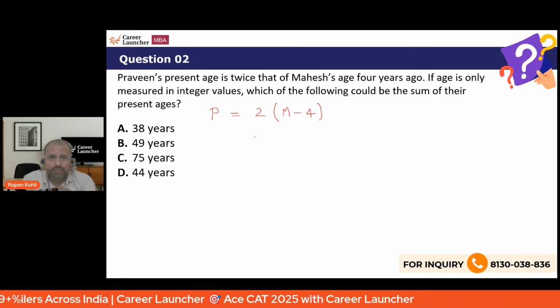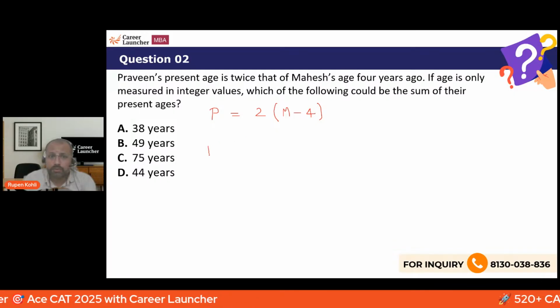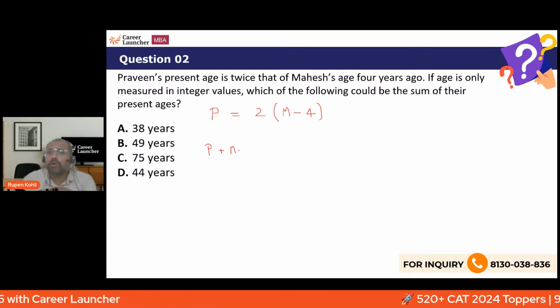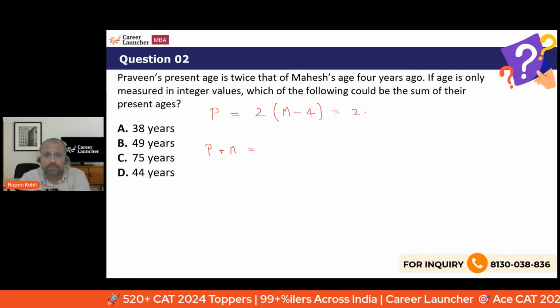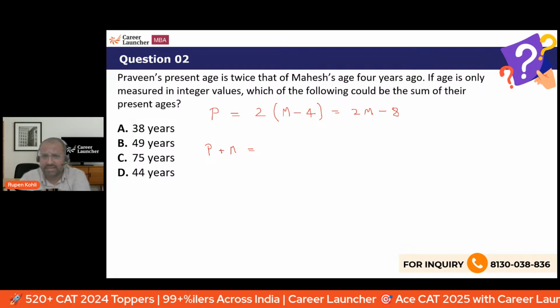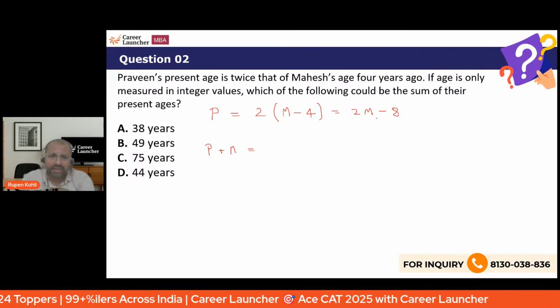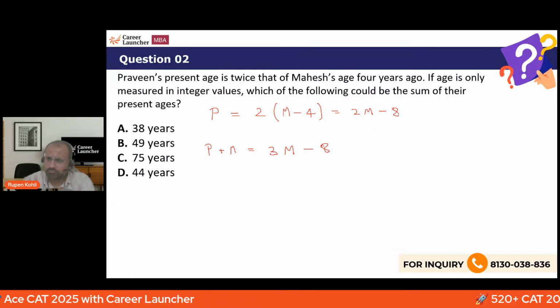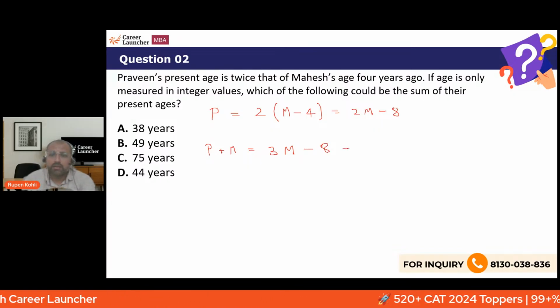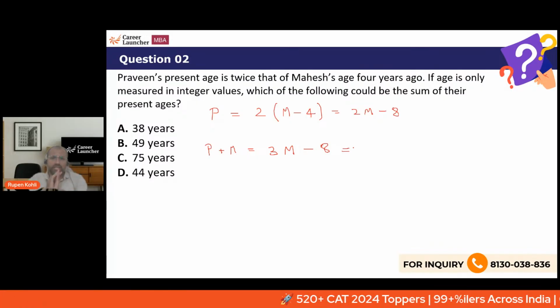Okay. Then possibility is asked for the sum of the present ages, means we are asked for the possibility of P plus M could be what from the options. Now P plus M, let's substitute for P from the above, that P is 2M minus 8. So what we get, just add one more M to this, we get M plus 2M, 3M minus 8. Right, pretty ordinary. And from here we have to check.